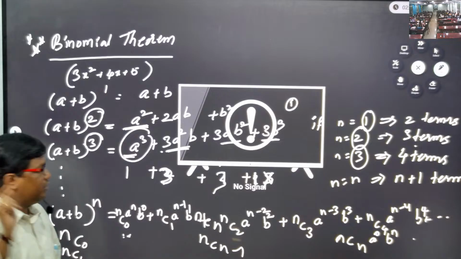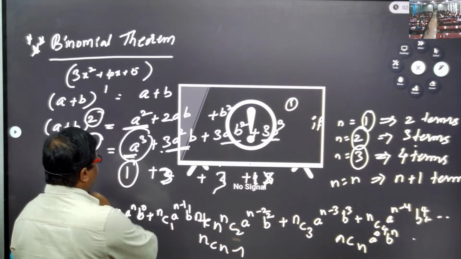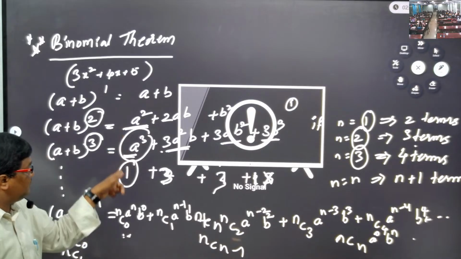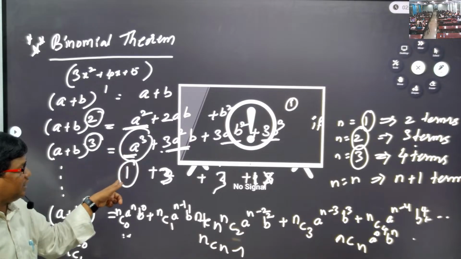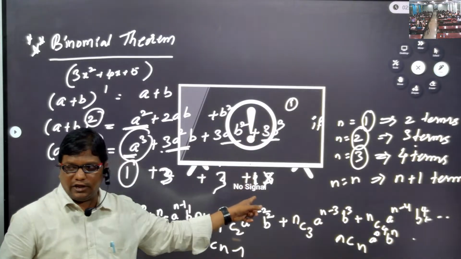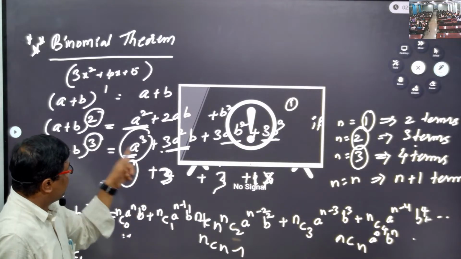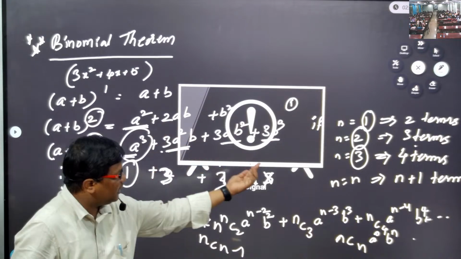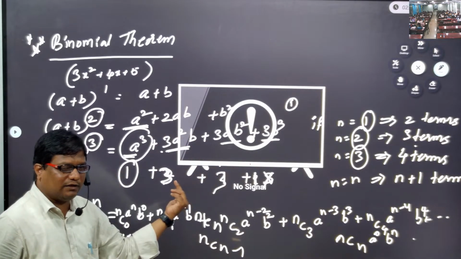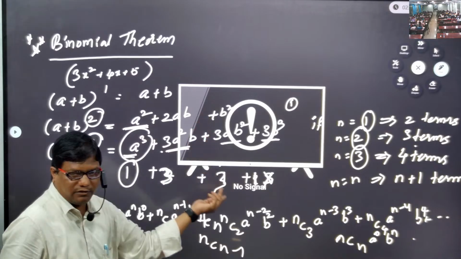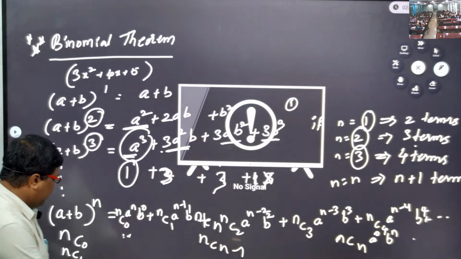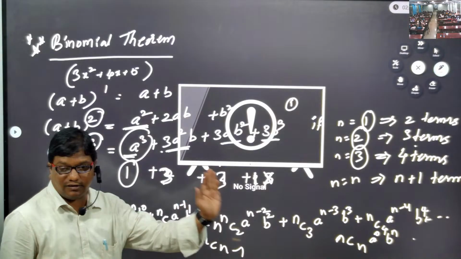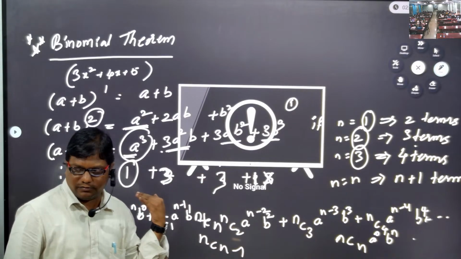How? When you are substituting 3, you are getting right side and left side. That is, the coefficient of a power 3 is 1, and the coefficient of b power 3 is also 1. Coming to the coefficient of a square b, it is 3. Again when you are moving towards the left side, that is n minus 1, it is also the same. So NC naught and NC1 are equal to NCN and NCN minus 1. Clear?